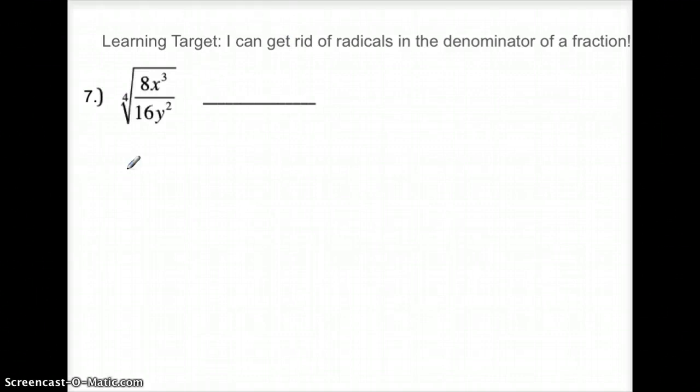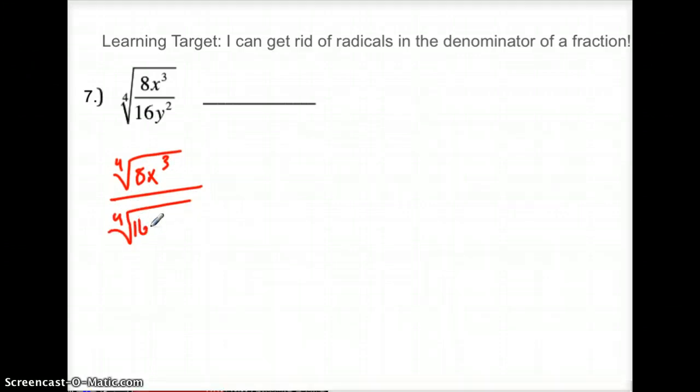Okay, I've got a 4th root that I'm going to break up. 8x cubed, 4th root, over 16y squared, 4th root. So my goal is to get rid of that 4th root on the bottom. I've got to do it. It cannot be there. So let me factor tree the 16.